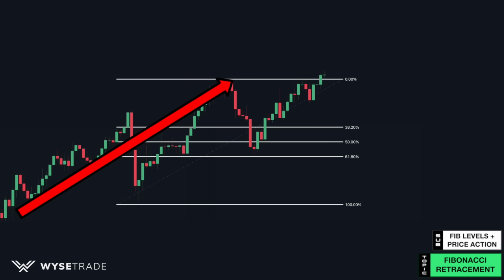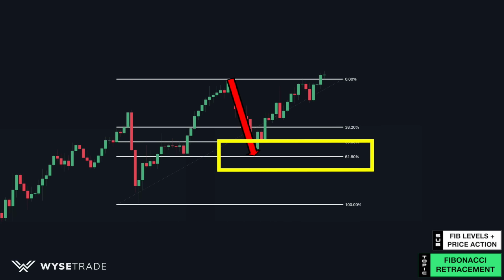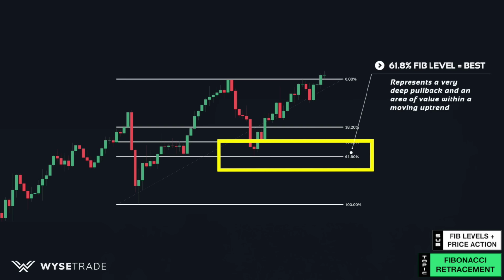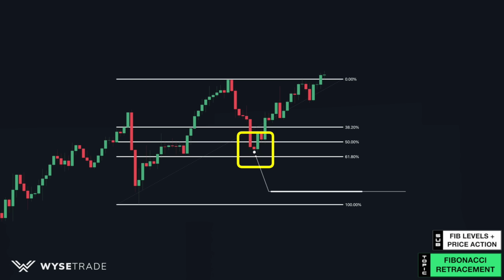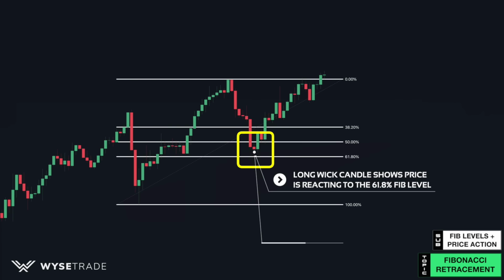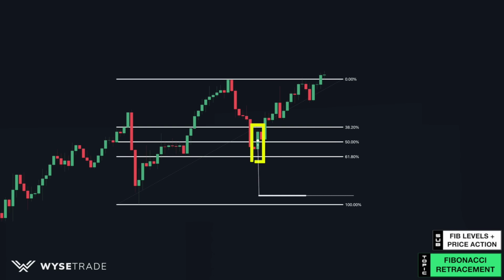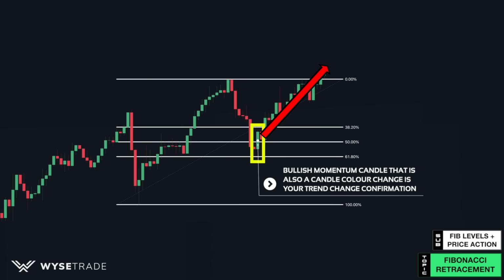You have your uptrend through the higher highs and higher lows. Price pulls back to the 61.8% Fibonacci level, which represents a very deep pullback in an area of value within a moving uptrend. You had long wick candles form right at the Fib level, showing that price is indeed reacting to the Fib level. You then wait for a trend change confirmation before taking long trades, which you had through the bullish momentum candle. That is also a candle color change.